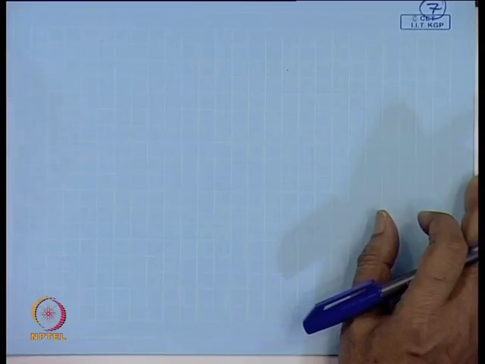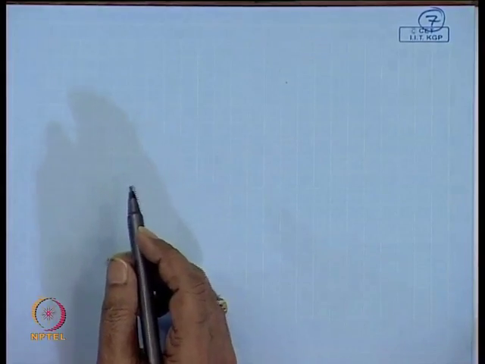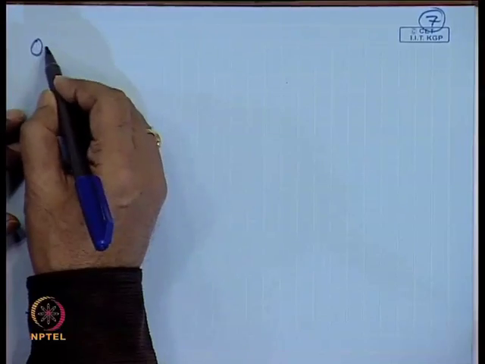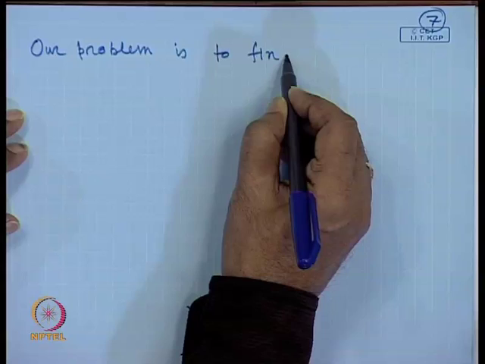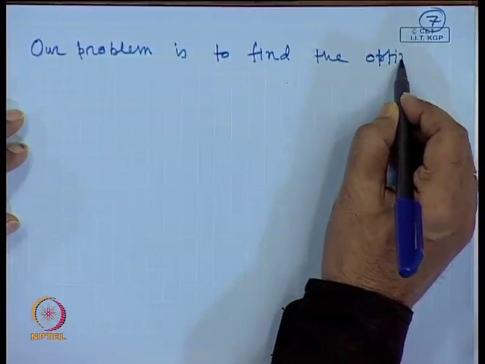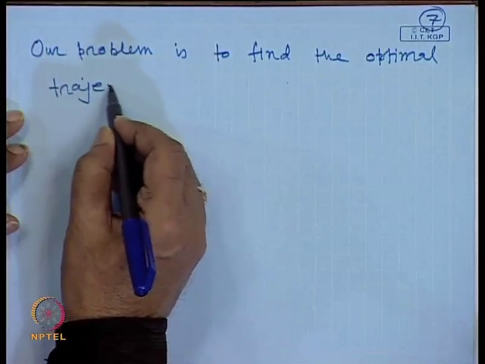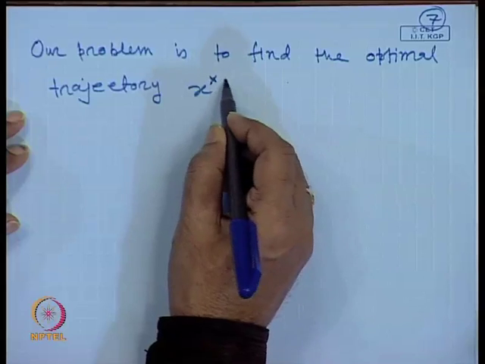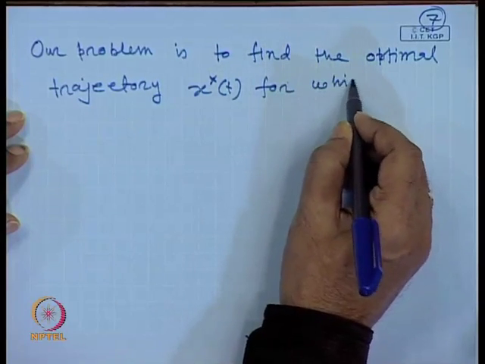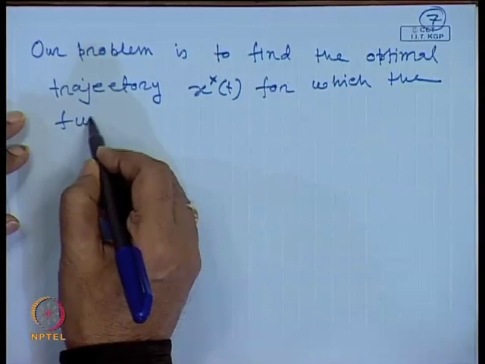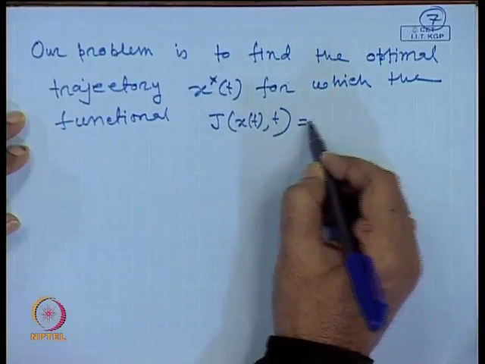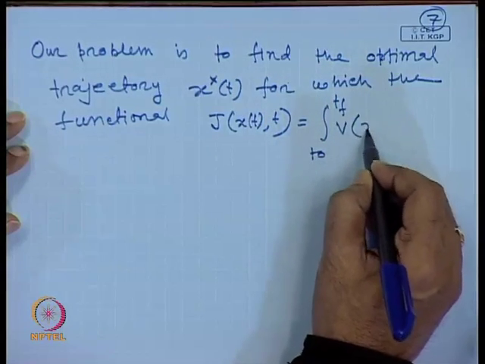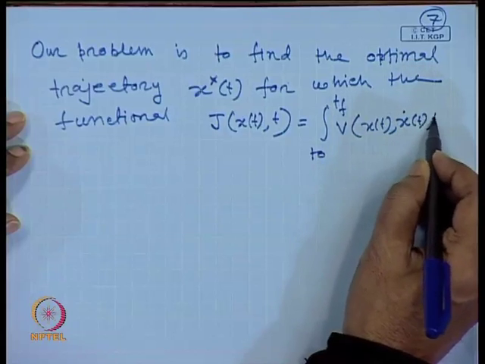Now let us take a specific problem to establish in general what is called the necessary and sufficient condition for these problems. So our problem is to find the optimal trajectory x star of t for which the functional J, which is a function of t, is the integral from t 0 to t f of V, which is a function of x, x dot of t, dt.